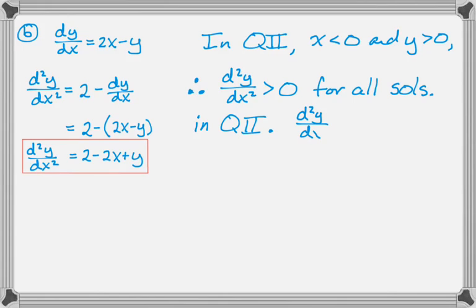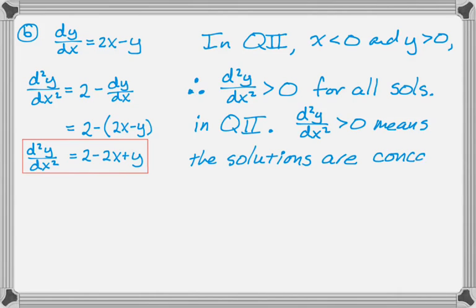So let's write that out. So the second derivative is greater than 0, which means that the solutions are concave up in the second quadrant. And that's how I'd answer that question. The next one talks about a particular solution, but we don't need to find the particular solution. So we are given the point (2, 3). Well, we're told f(2) equals 3, and asked whether f(x) has a maximum, minimum, or neither at x equals 2.